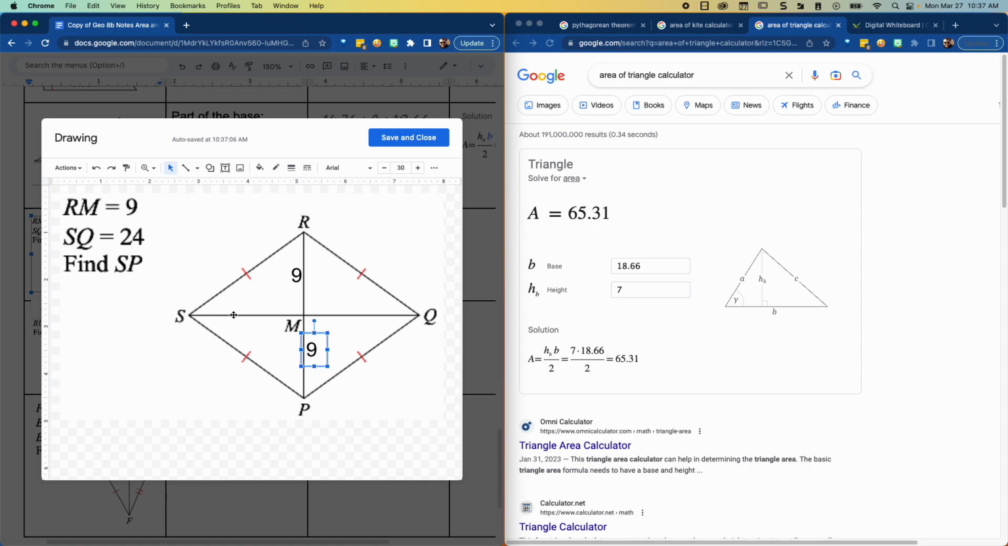And it says SQ is 24. So if the whole thing is 24, that means that this half over here is 12, and this half over here is also 12. So I have 12 and 12, 9 and 9. I have pieces in there, but what I'm missing, it looks like, is these outside edges, and I might need those.